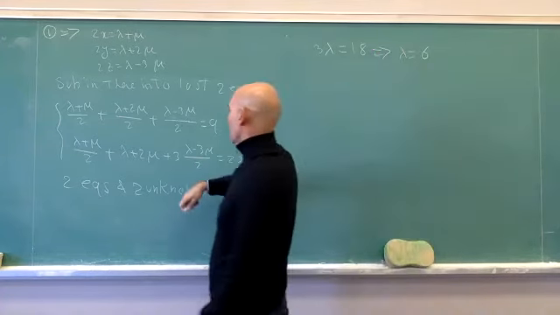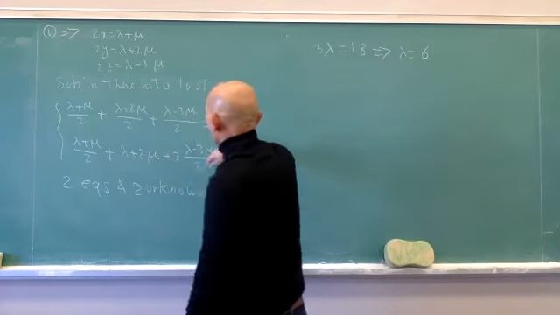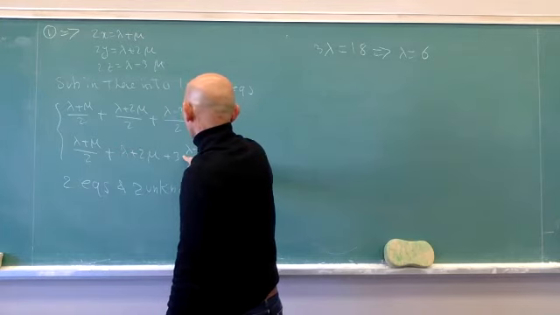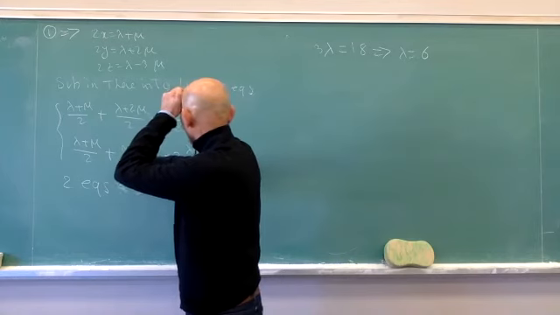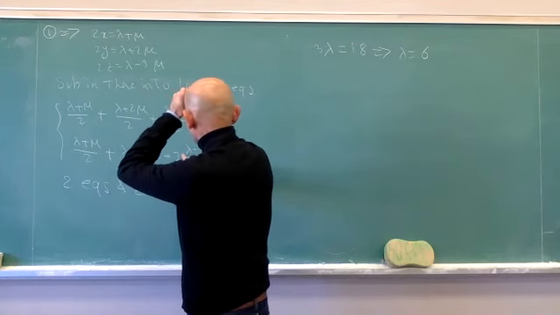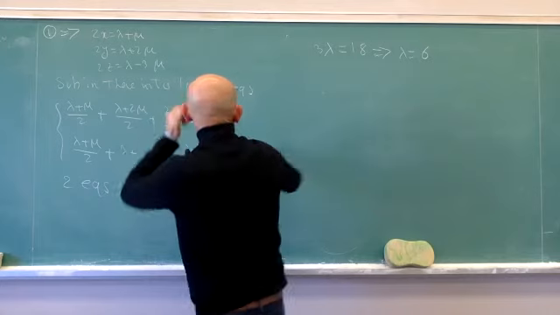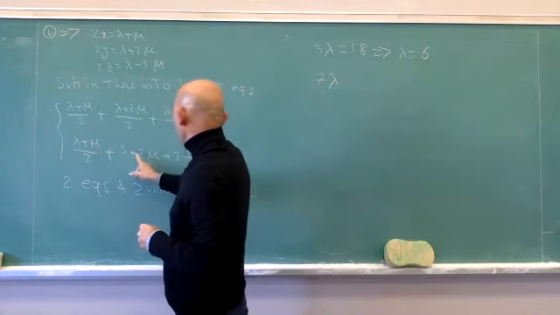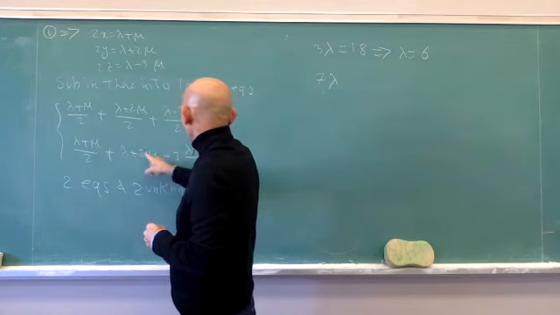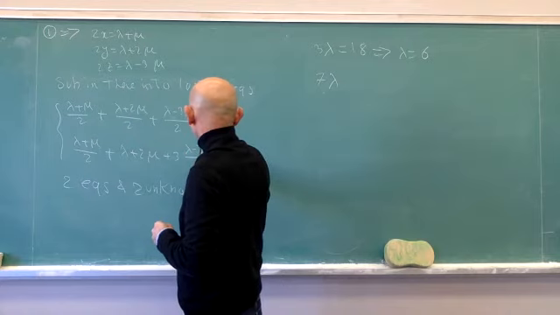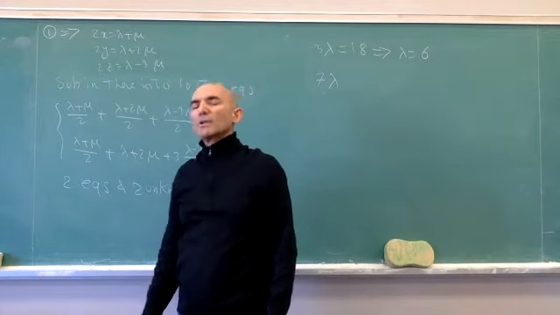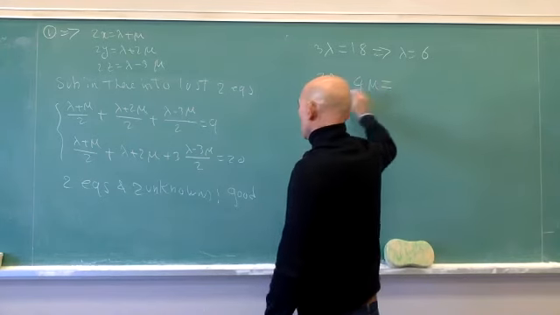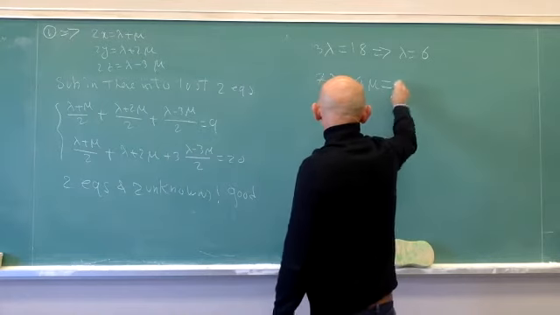Now, what about the second equation? Multiply through by 2 again. We get lambda, 2 lambda, 3 lambda, I get 7 lambda. And now mu plus 4 mu, which is 5 mu, and negative 9 mu, so negative 4 mu is equal to 40.